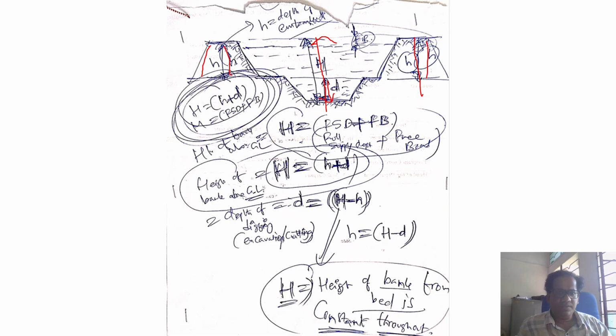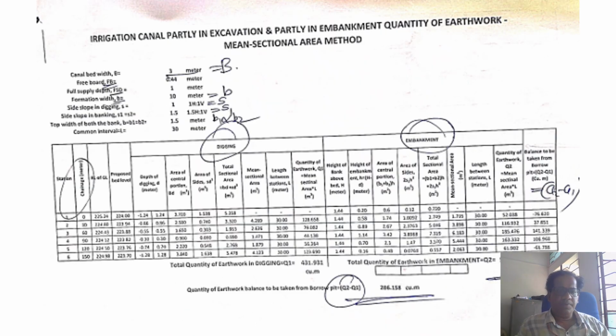Now, please understand that this capital H is full supply depth from here plus freeboard. This one is freeboard. So in other words, we can write capital H, which is constant, as full supply depth plus freeboard. Therefore, small h is equal to capital H minus d. So this is the typical calculation using the mean sectional area method, that is A1 plus A2 by 2, A M.